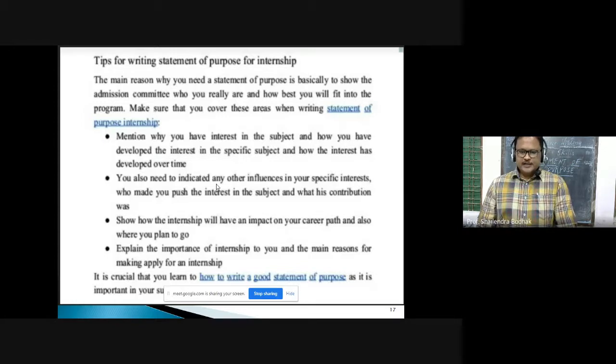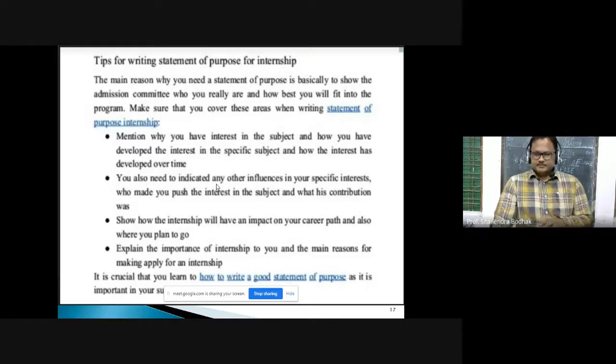You also need to indicate any other influences in your specific interest who made you push the interest in the subject and what his contribution was. So you can also mention the person who has developed interest in you regarding this particular subject. He may be your father, mother, a relative, friend. So you can mention those people in short.